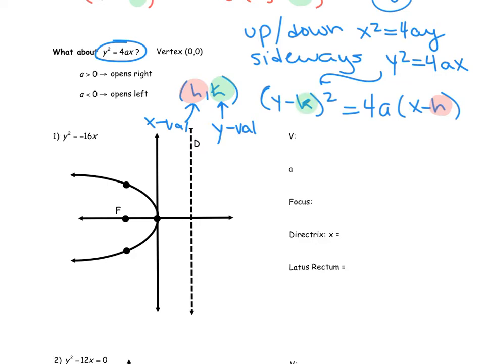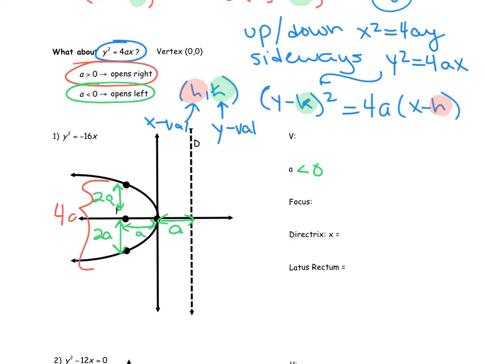Careful, little fix. So now if a is greater than 0, know that that's going to be opening to the right. So when a is greater than 0, we open to the right. When a is less than 0, we open to the left. So if you look at the first example, we're opening to the left, so this better be less than 0 when I calculate a. In this situation now, from here to here is a, from here to here is a, from here to here is 2a, and from here to here is also 2a. Remembering this total distance for the latus rectum is 4a. So this is our new setup for the sideways parabola.